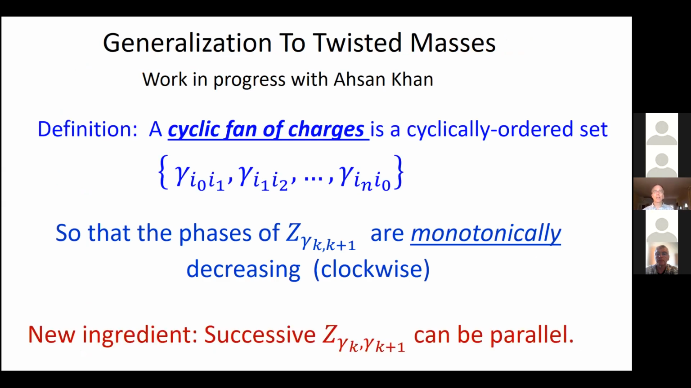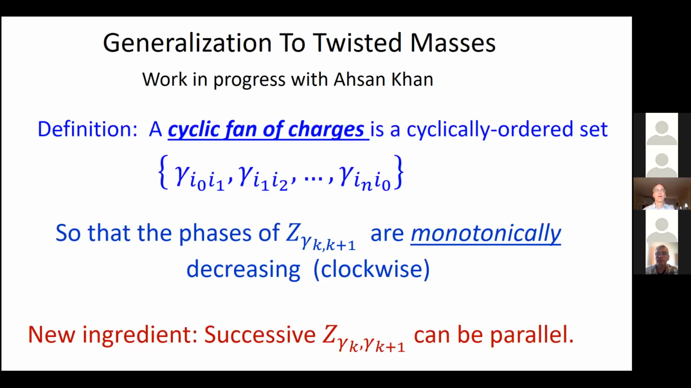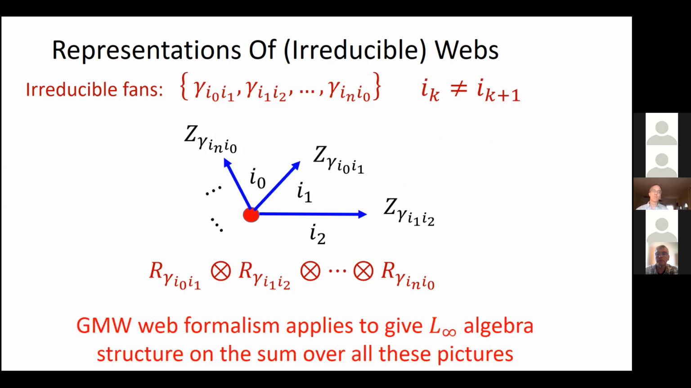And the main new ingredient here is that successive central charges can be parallel. In the previous case where there were no twisted masses, the central charges were strictly increasing or strictly decreasing in phase. Now, if we have the situation where the successive vacua are all distinct, we'll call that an irreducible cyclic fan of charges. And then we have a picture like this, which is familiar from the GMW formalism. And to this picture, we associate the cyclic product of these MSW complexes. And then the web formalism gives us an L infinity algebra structure on the sum of all these spaces.